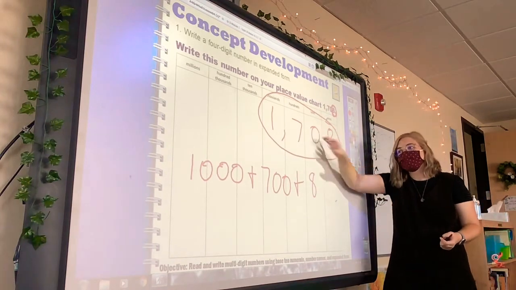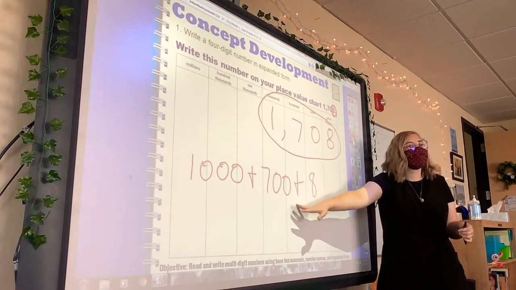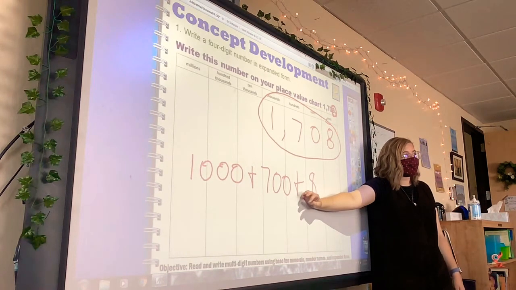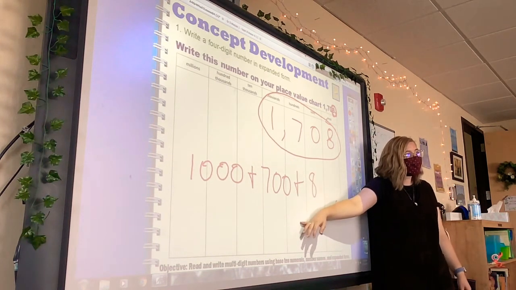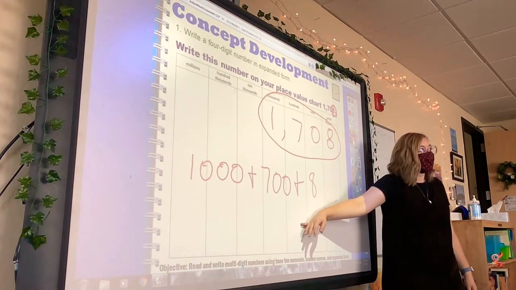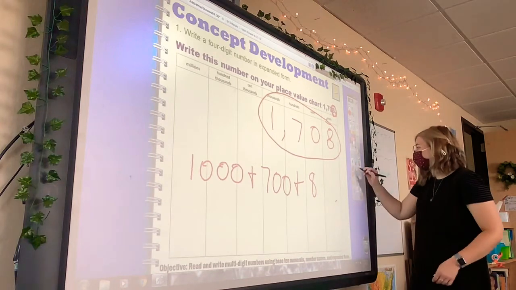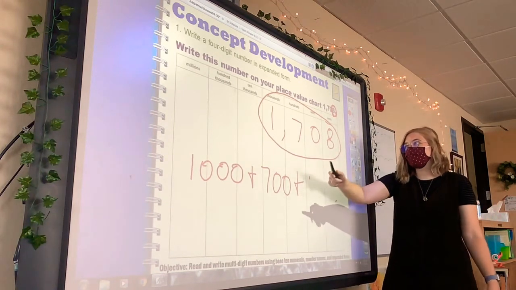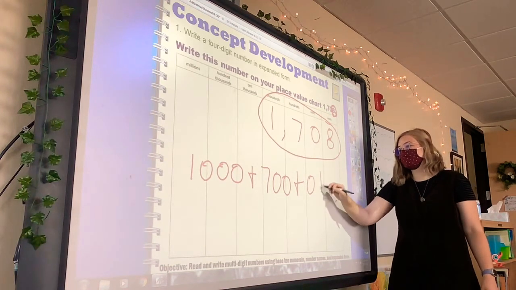And then 0 tens. Notice how I didn't write tens up here. Why did I not write the tens up here? Lily? Because there's 0 tens. Yeah, if you did write the tens, there would really be a way of writing. Right, yeah. And you technically could write it, okay? You technically could put 1,000 plus 700 plus 0 plus 8.